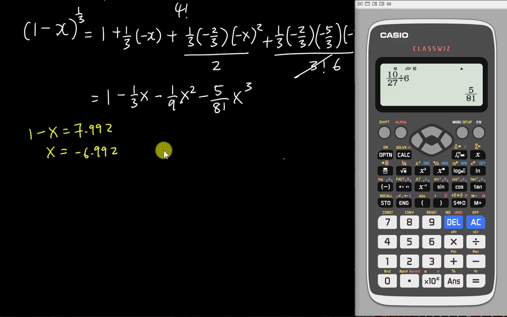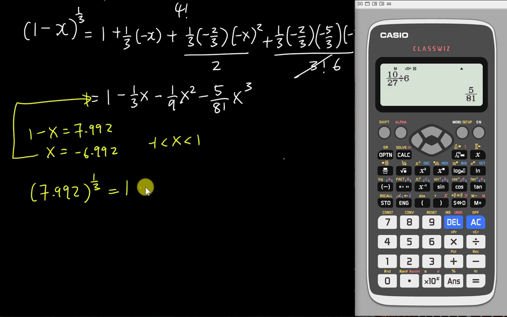Okay, so this is kind of invalid really. Like I said, x must always be between negative 1 and 1, but this is negative 6.992. So if you want to find what that value is, supposedly we need to substitute our x back into this final result here, to get 7.992 cube root, power of 1 over 3. Even though I know the answer is wrong, let's just do it.